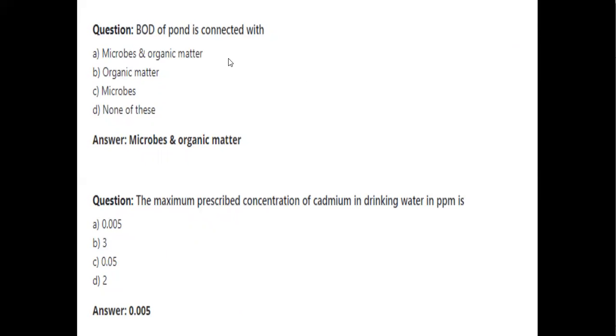BOD of pond is connected with microbes and organic matter, only microbes, none of this. BOD of pond is connected with both microbes as well as organic matters. And the maximum prescribed concentration of cadmium in drinking water is 0.005 ppm. So option A is right answer here.